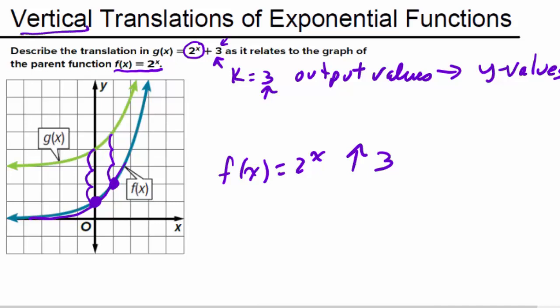And one of the ways to know that it's vertical is it's happening outside of the x value itself. It's not happening directly on the x, it's happening after the whole function has been calculated. One other thing I want you to notice here is the original asymptote was down here at 0, at y equals 0. But the translated one up here for g of x, its translated asymptote is actually up here at y equals 3, and notice how the k value was 3 and the new asymptote is at y equals 3.